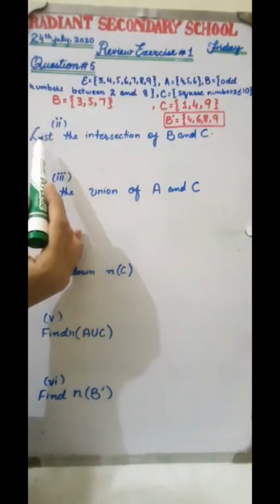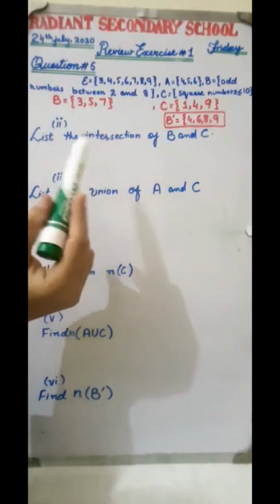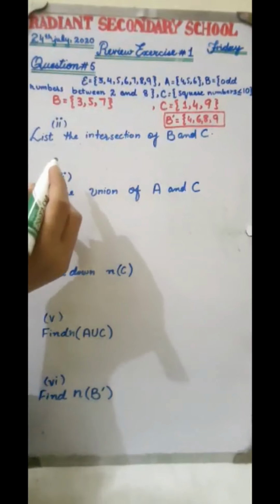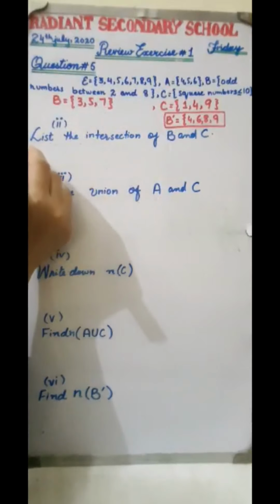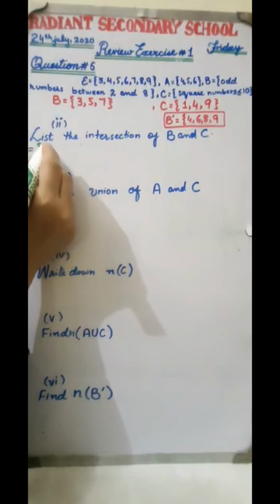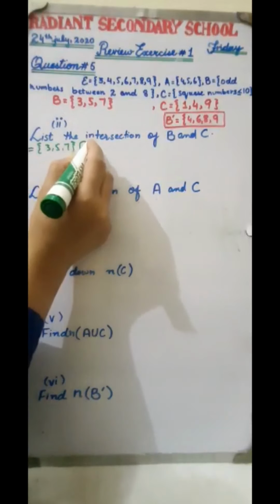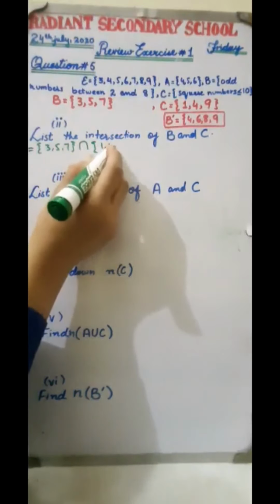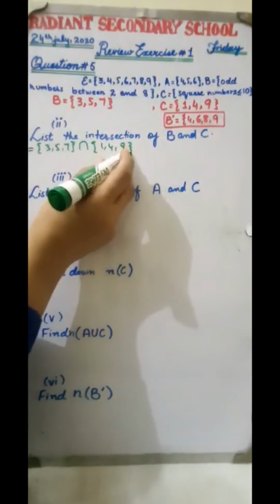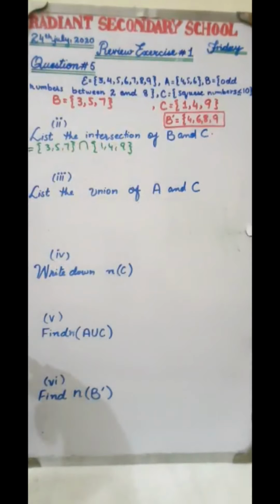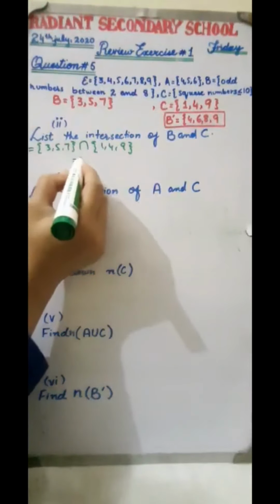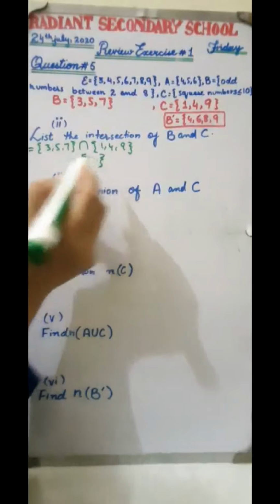So in part 2, list the intersection of B and C. We have to find the intersection of the B and C sets. So 3, 5, 7 intersection 1, 4, 9. Is there any common element present? No, there is no common element between these two sets, so their intersection will become the empty set.